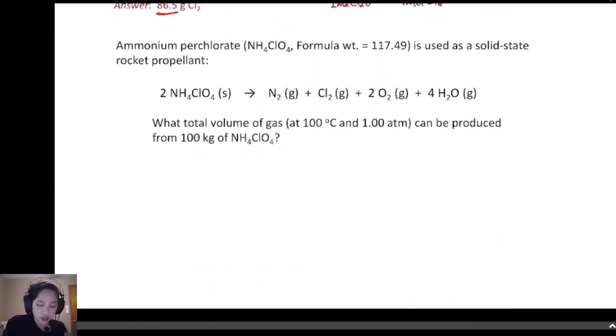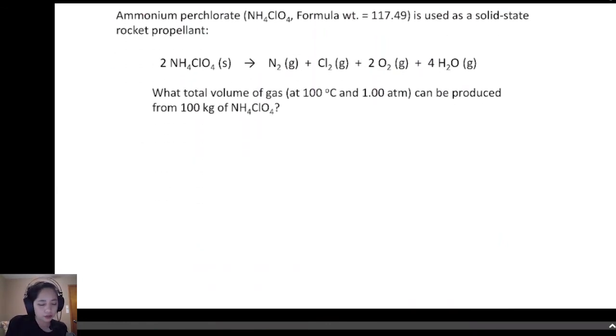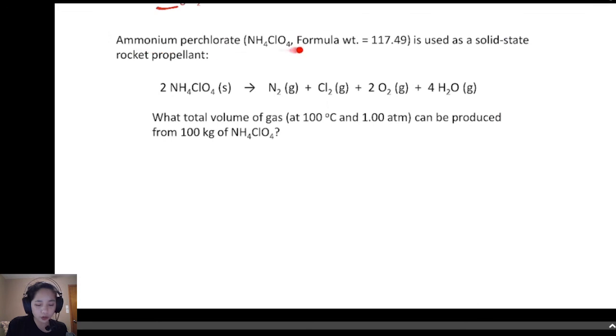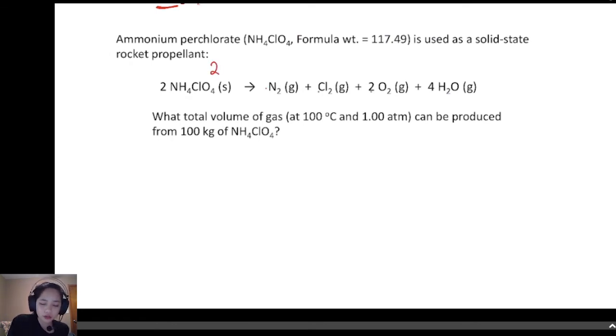All right, here is a slightly different question. Ammonium perchlorate is used as a solid-state rocket propellant. I have the formula and molecular mass here. Here is a reaction for the rocket propellant: 2 ammonium perchlorates give you a mole of N2, a mole of Cl2, 2 oxygens, and 4 waters, all in gas form. So we're going from 2 moles of solid to 1, 2, 3, 4, 5, 6, 7, 8 moles of gas.